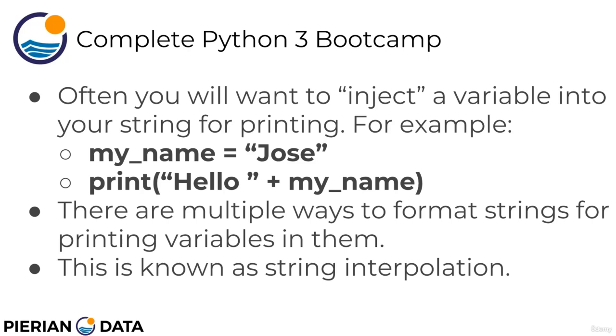For example, you may have a variable called myname equal to Jose, and you want to print the phrase hello Jose. So what you may end up doing is say print, and then inside of that print function you say hello and concatenate it with the myname variable. Now there's actually multiple ways to format strings for printing variables in them, so you don't have to constantly be using this concatenation or plus sign. And this in general is known as string interpolation, which is basically just a really fancy way of saying stick a variable into a string.